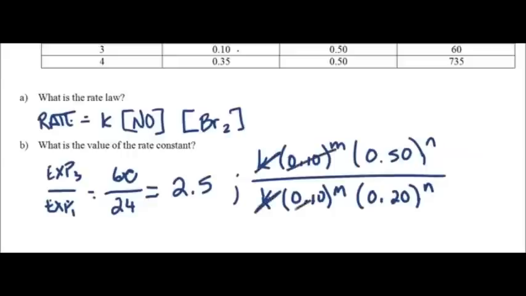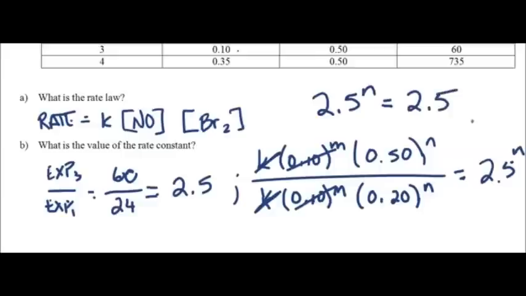K's are the same, these are the same. So now we have 0.5 divided by 0.2. So again, that is 2.5 to the n power. So what that means is 2.5 to the n is equal to 2.5. Therefore, n is equal to 1. So the bromine is a first order reactant. Okay, so we got that one out of the way.